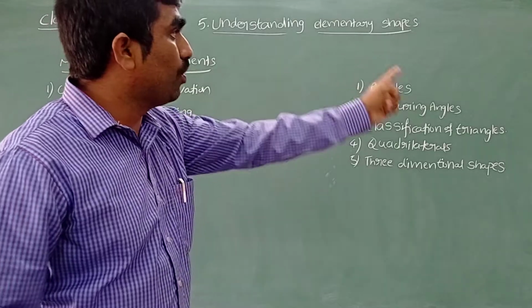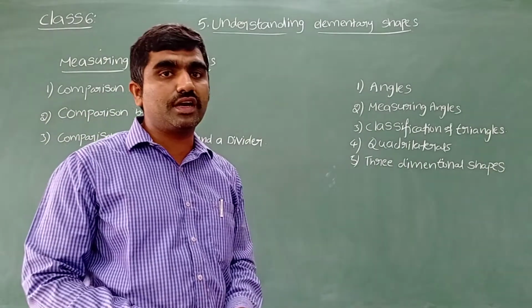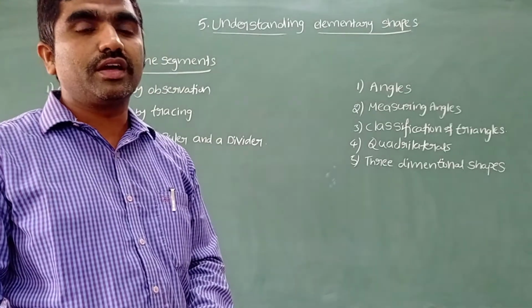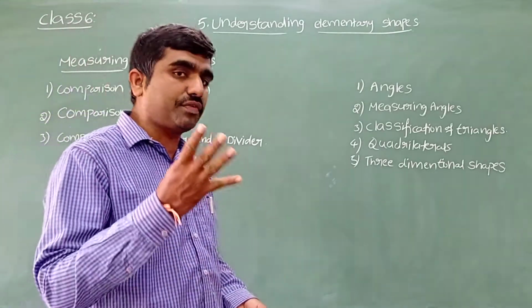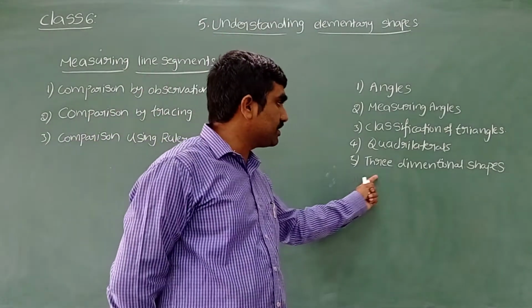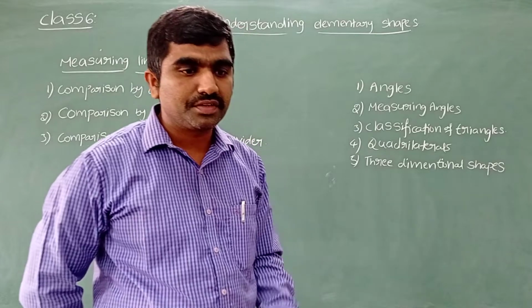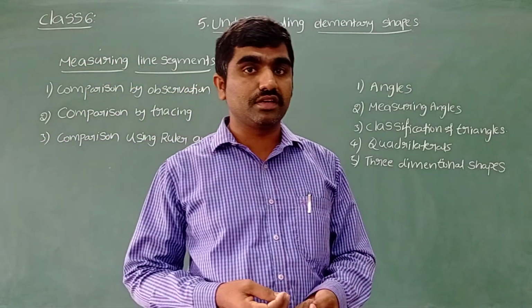The top of this board is a quadrilateral. What is a quadrilateral? A four-sided polygon is called a quadrilateral. Or we can say a simple closed figure which is bounded by four sides is called a quadrilateral. Then we can see three-dimensional shapes. We can see some three-dimensional shapes in our surroundings.